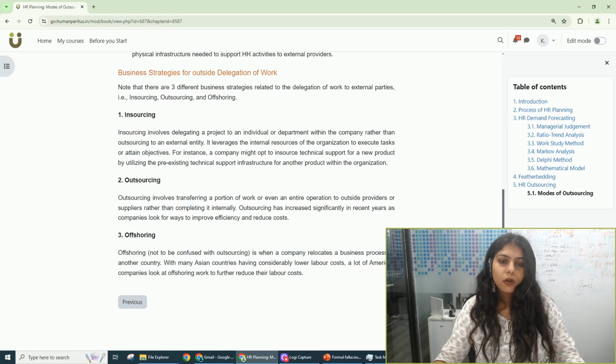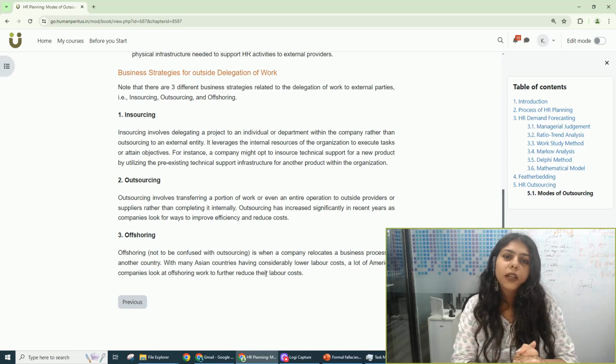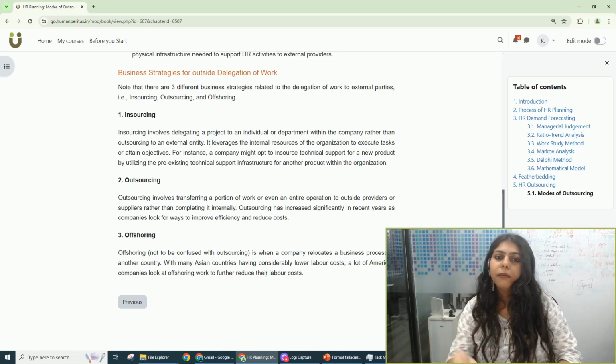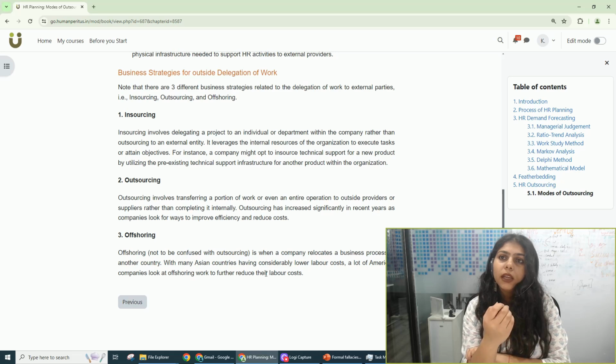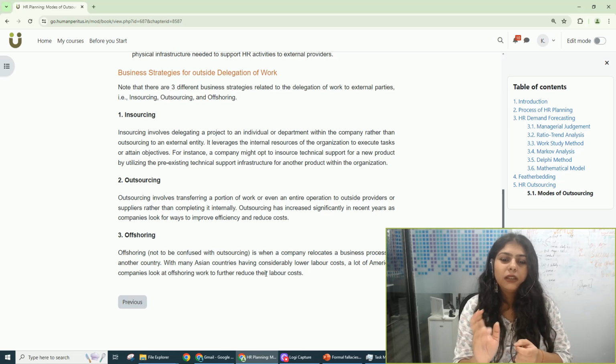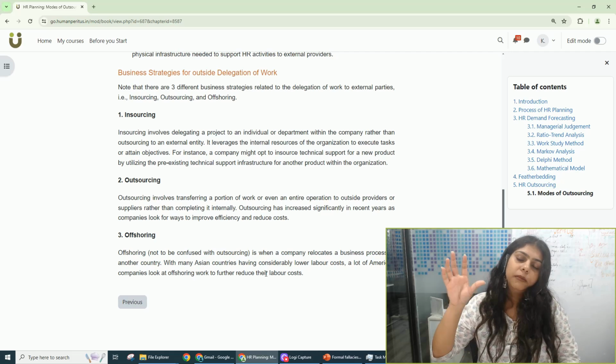considerably low labor cost. Even for example, companies like Gap and Nike set up their manufacturing units in countries like Bangladesh, where the cost of labor is comparatively very cheap, so that they have a certain benefit from it.